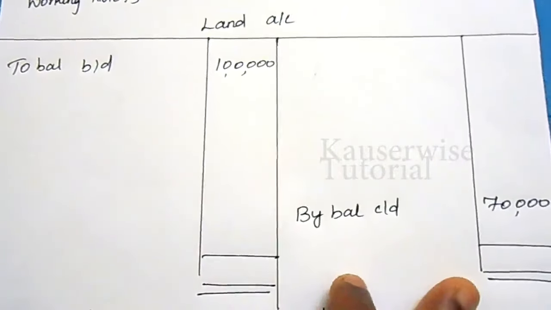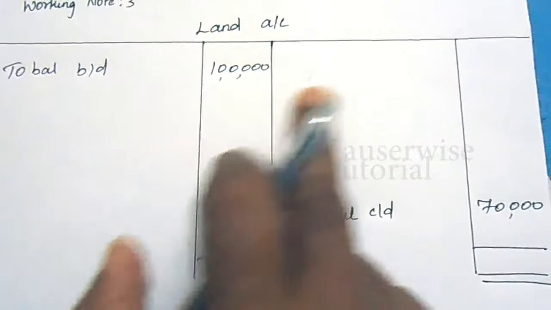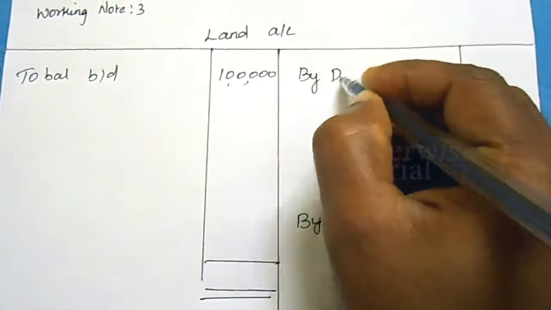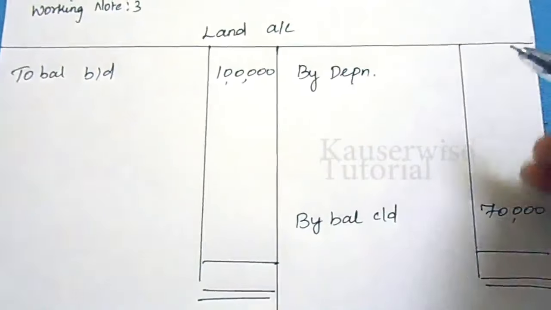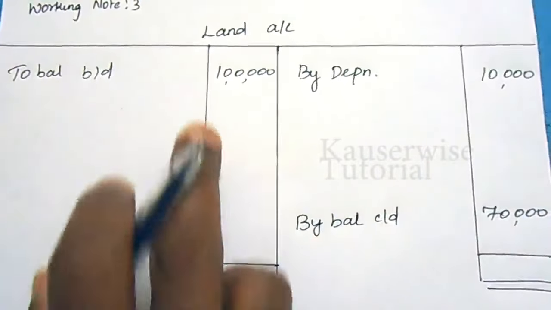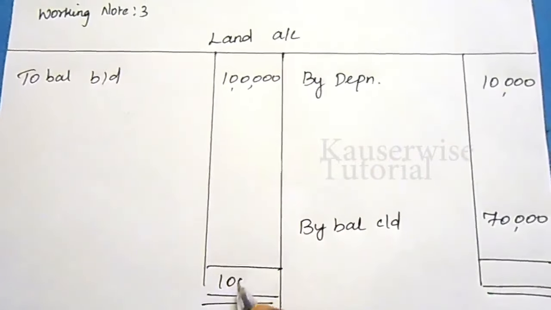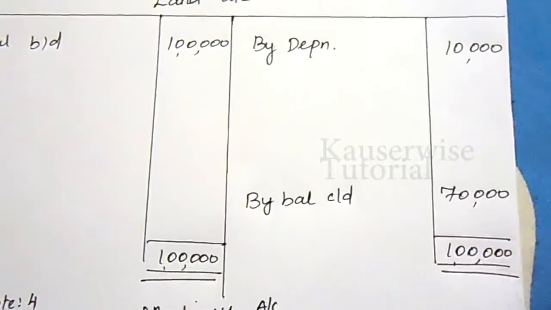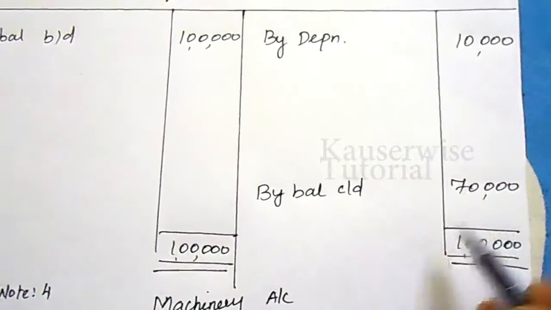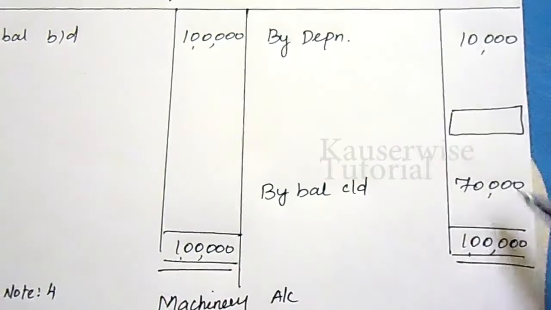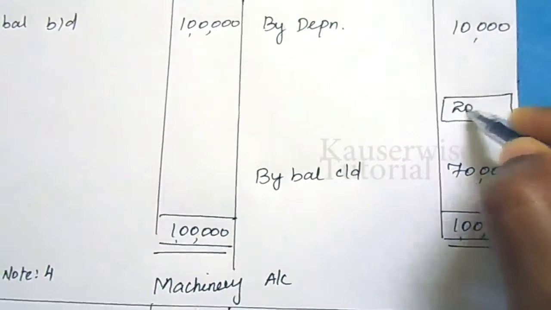How much depreciation is given in the adjustment? For land, 10,000, no? So depreciation will be entered on the credit side of the asset account. Here, by depreciation, how much? 10,000. Now, get the total. Debit side, how much? 1 lakh is there. So debit side 1 lakh, credit side 80,000 is there, no? So record 1 lakh. Here you will be getting a balancing figure. So how much balancing figure here? 1 lakh minus 80,000, 20,000.